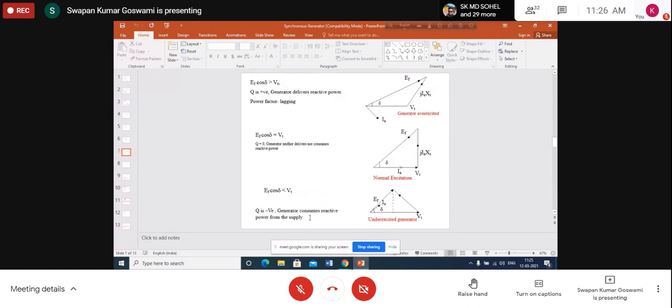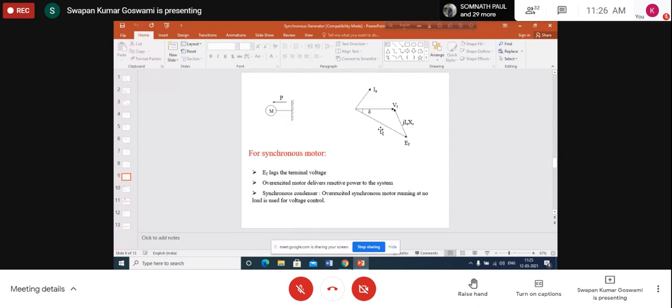Am I clear? So this motor is delivering reactive power to the power system, so the power system is drawing reactive power. It is supplying active power to the motor. The motor is running and doing its work using that active power, but at the same time, because its excitation is above normal, it will be supplying reactive power to the system. Am I clear?